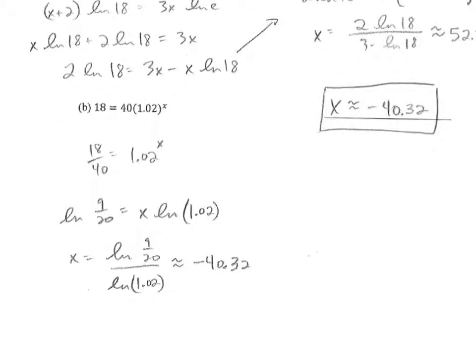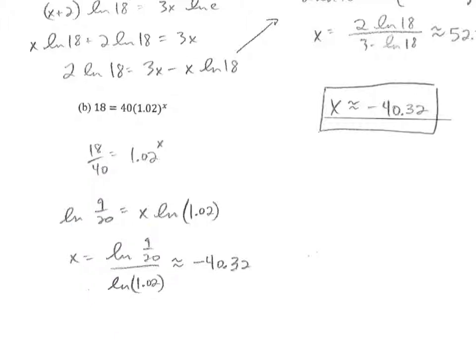Part B was a little bit simpler. For part B, first thing I'm going to do is divide both sides by 40. I only have one instance of the variable in this case, so I don't have as much manipulation or algebra to do. Once I divide both sides by 40, I now decided to take the natural log of both sides.